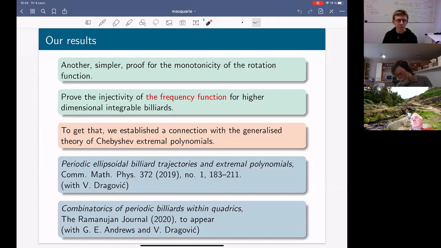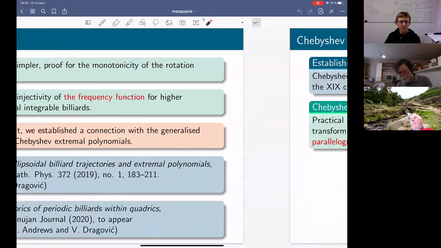extension and application to the frequency function for higher dimensional integrable billiards, which was, by the way, a well-known open problem in the theory of integrable billiards. And to get that, we established a connection with the generalized theory of Chebyshev extremal polynomials. And here are the corresponding references of our recent work regarding that topic. Okay.